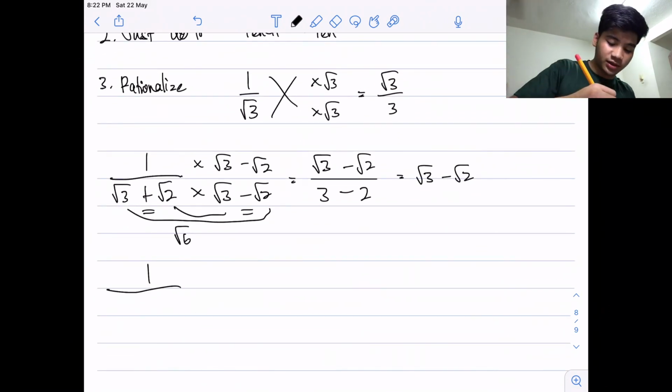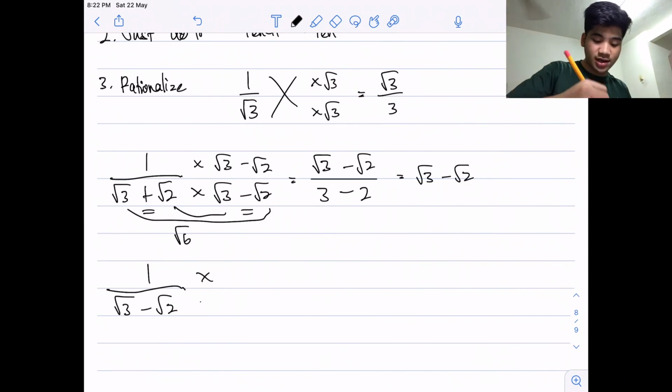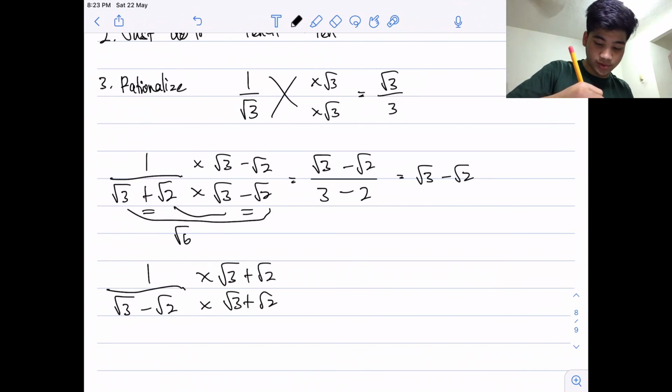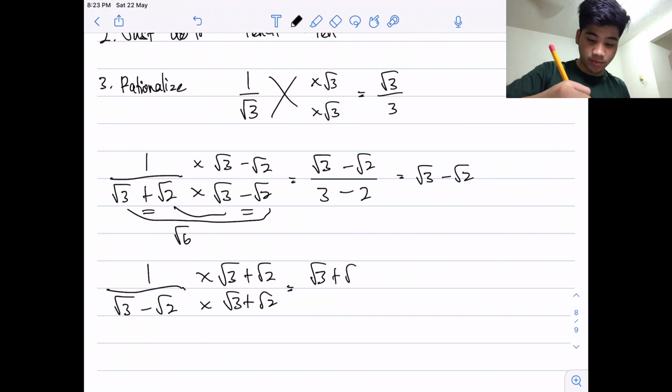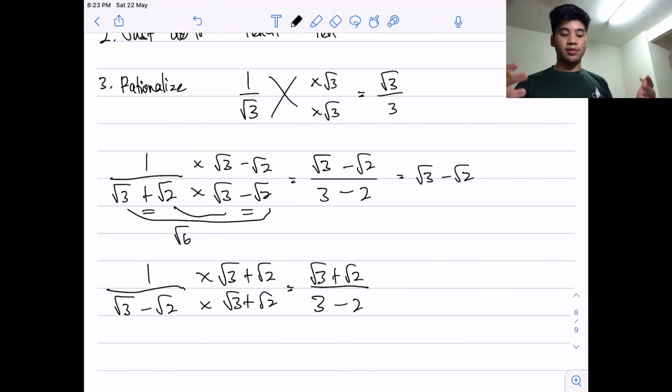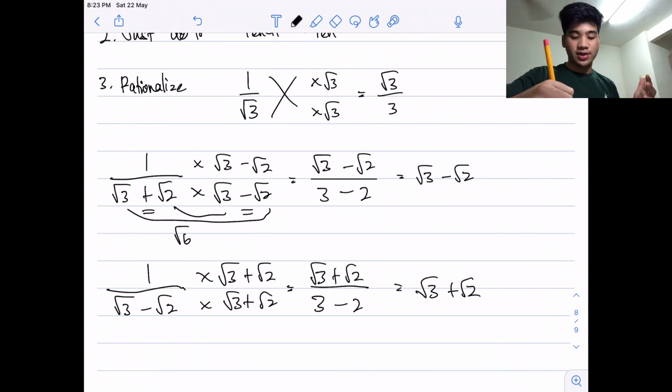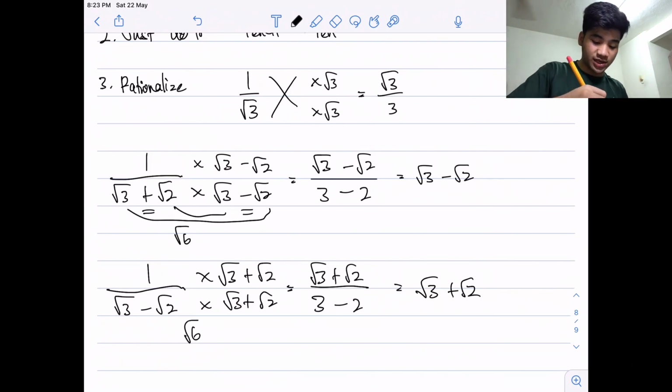So let's make another example, possibly 1 over root 3 minus root 2. Like I said, multiply by the opposite sign, so it's root 3 plus root 2 on the top and bottom. So I'll be left with root 3 plus root 2 over 3 minus 2. Same thing, but different signs, of course. When you do rationalizing, always use the opposite sign so that the cross terms, the root 6, cancel each other out, and you'll be left with only root 3 squared and root 2 squared over here.